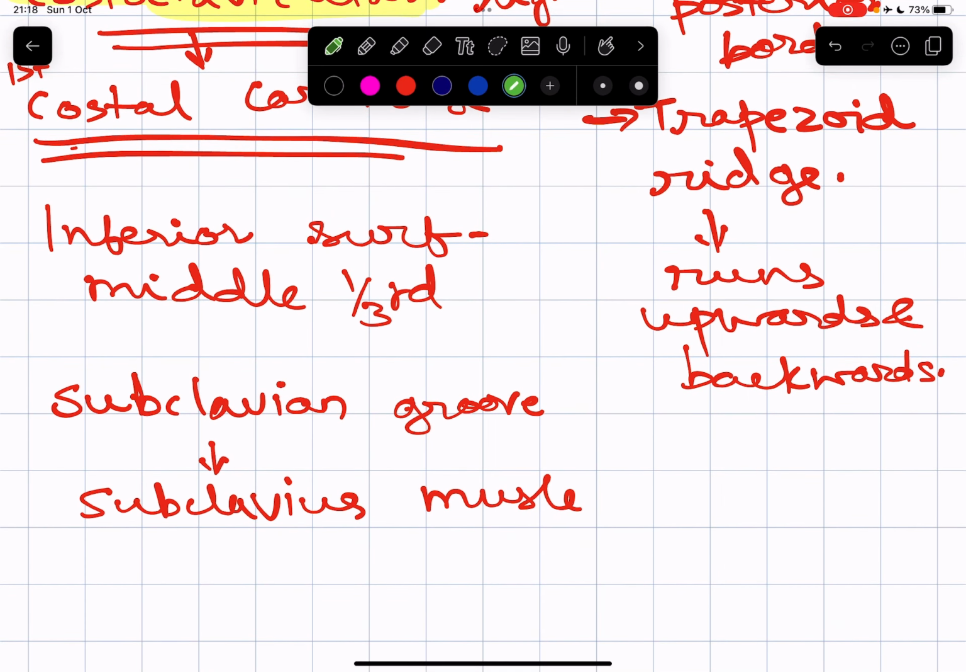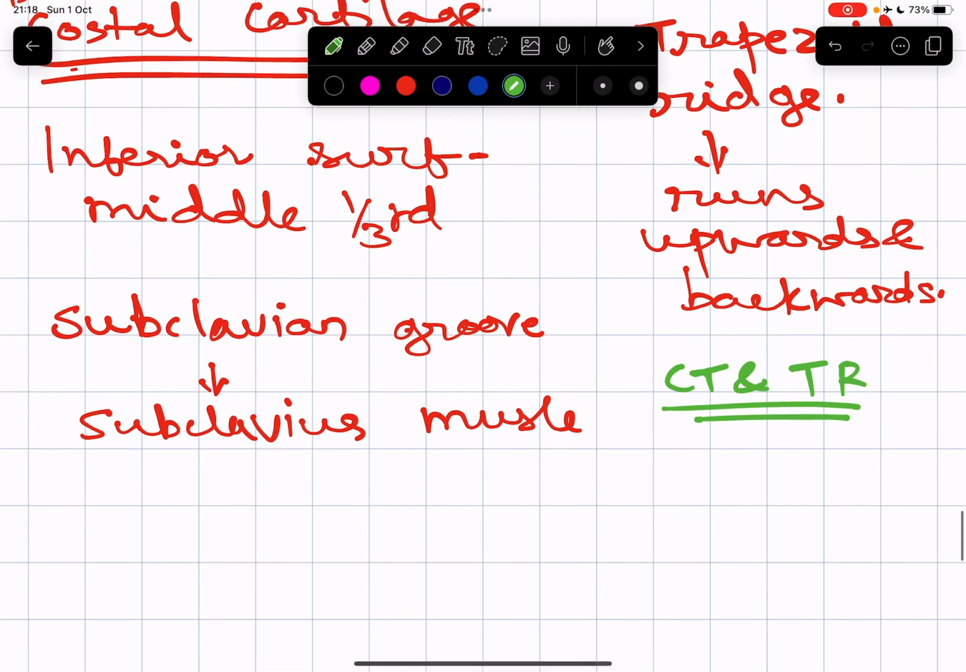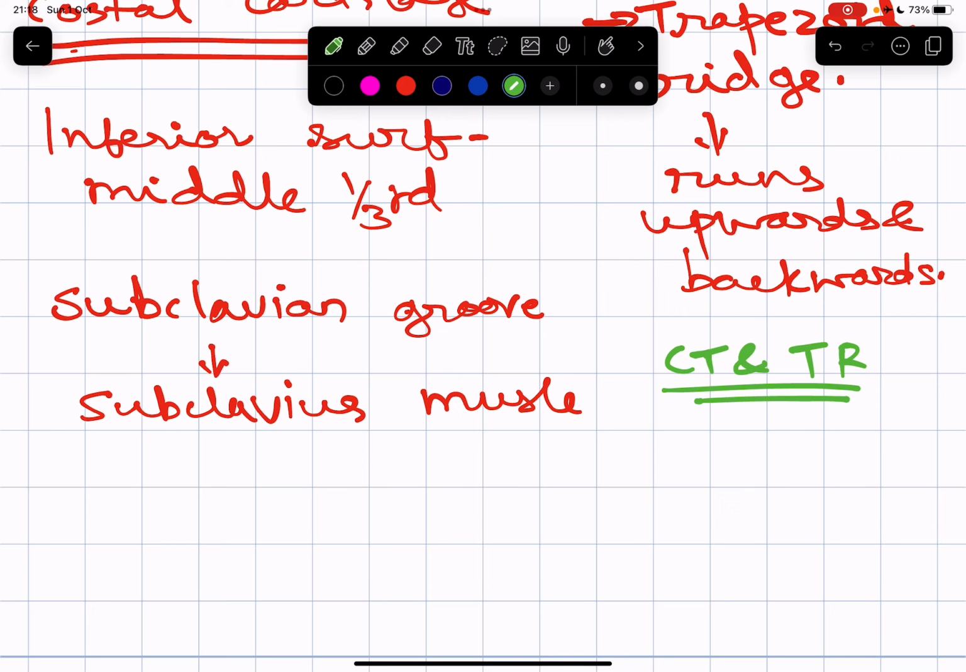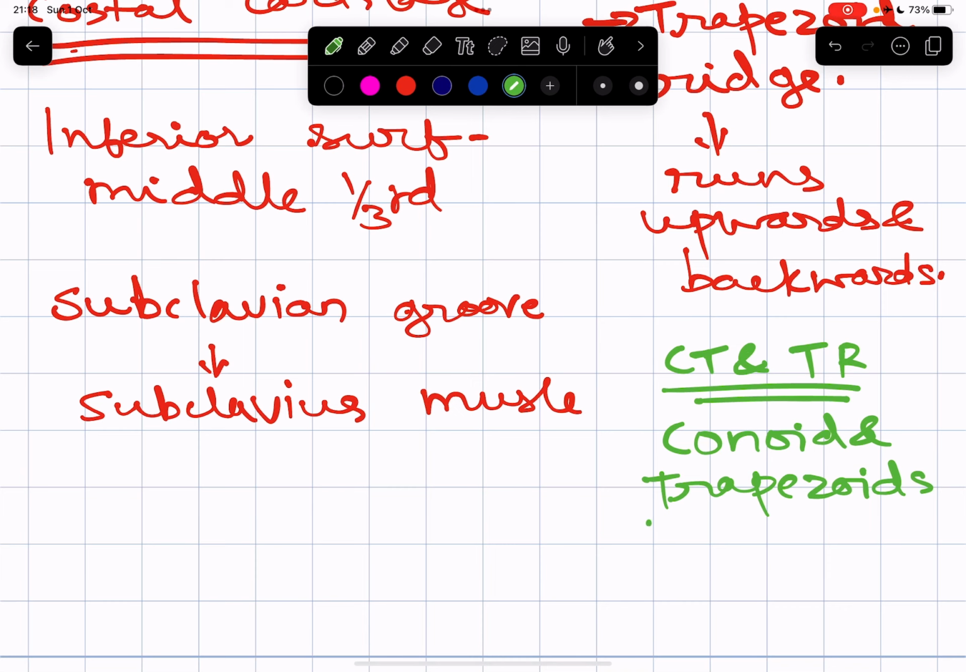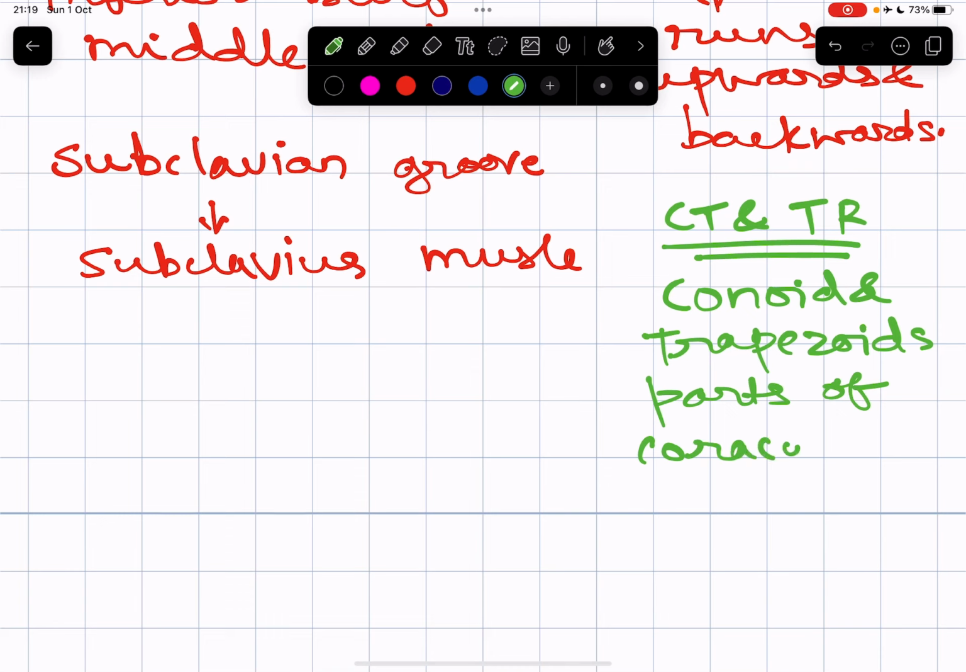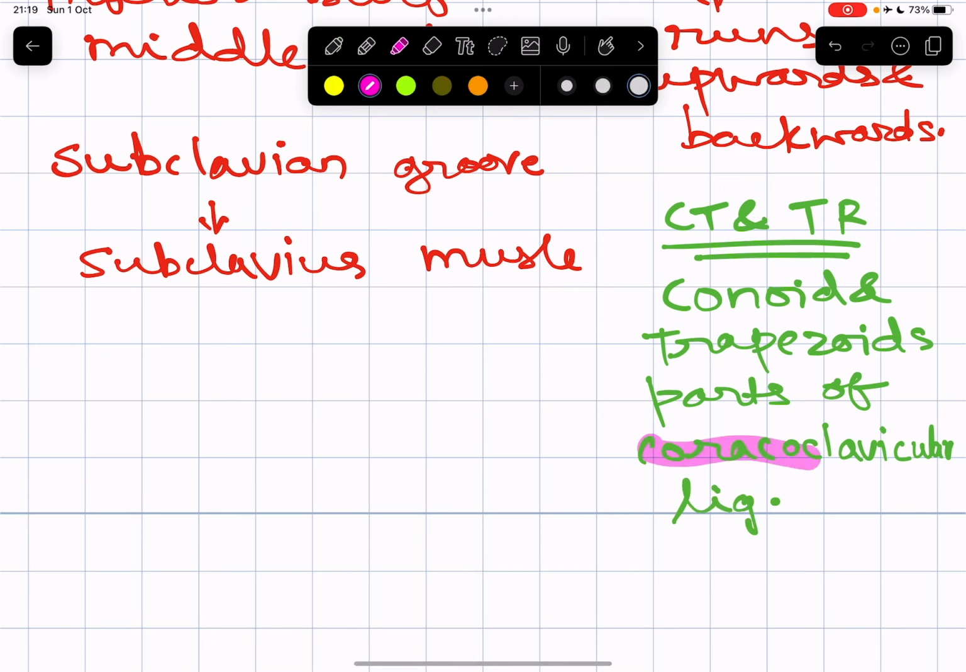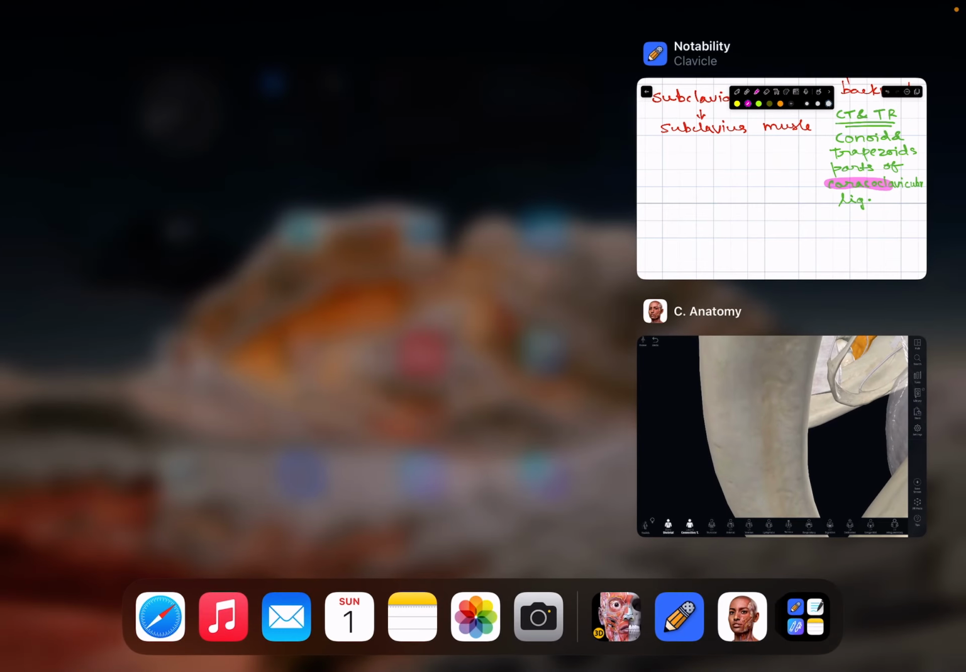So this conoid tubercle and trapezoid ridge, these two together give attachment to the conoid and trapezoid parts of the coracoclavicular ligament. So what is this coracoclavicular ligament? It is attached between the coracoid process of the scapula and the clavicle. So that's the conoid tubercle and the trapezoid ridge.